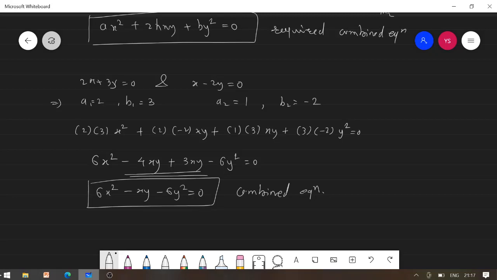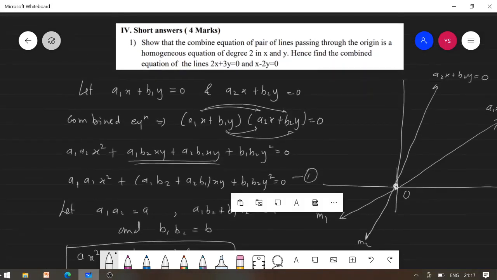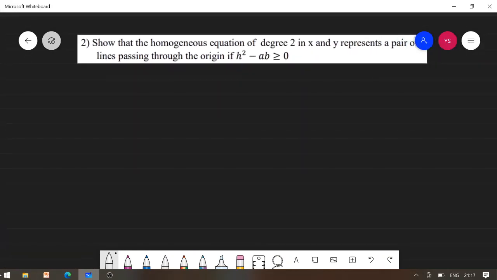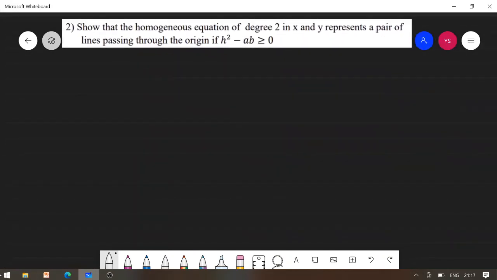Now look carefully at the second sub question within question number 4. Again we have the standard proof. Show that a homogeneous equation of degree 2 in x and y represents pairs of lines passing through the origin if h square minus of ab is greater than or equal to 0. So for that, consider a homogeneous equation of degree 2 in x and y, that is ax square plus 2hxy plus by square equals to 0.